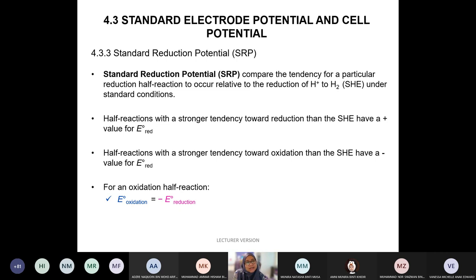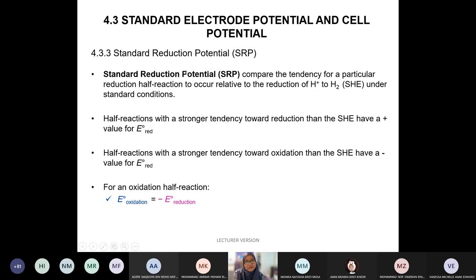Okay, so what is standard reduction potential? Reduction potential. So the potential is measured in terms of reduction. Nama dia reduction kat sini ada sebab ya. So the potential is measured in terms of the ability to undergo reduction. Standard, as always, okay, this reaction need to be performed at standard condition.